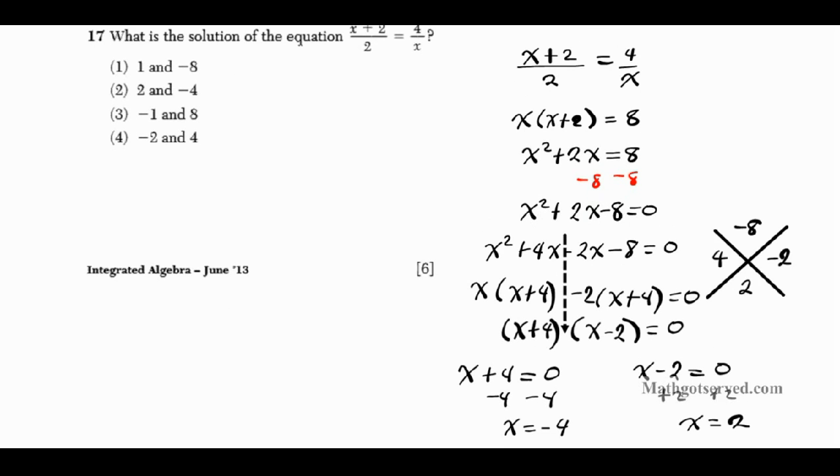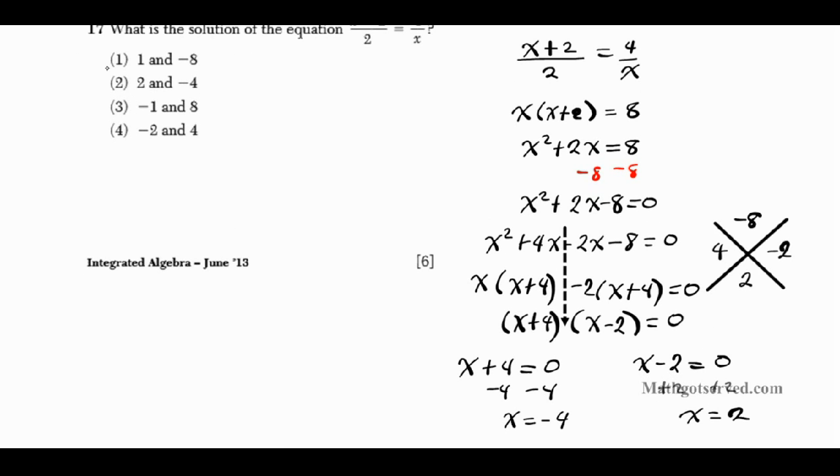Alright? So the solution of the equation is 2 and negative 4, option number 2. Alright?